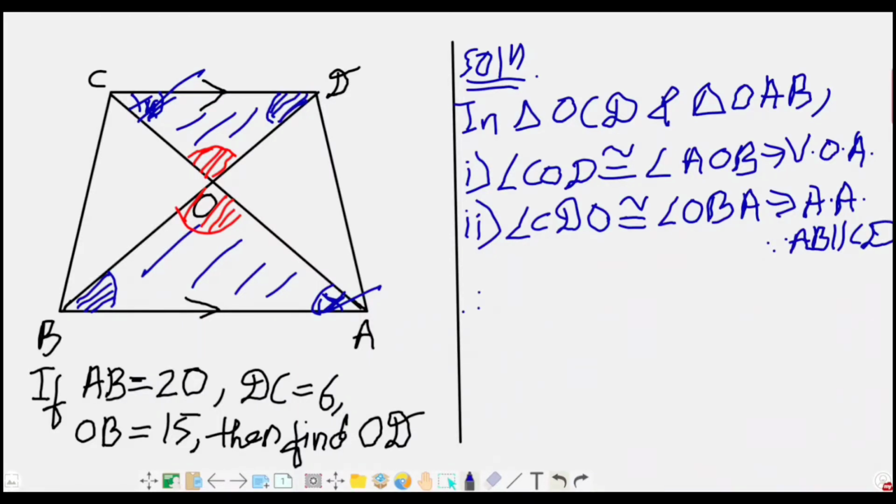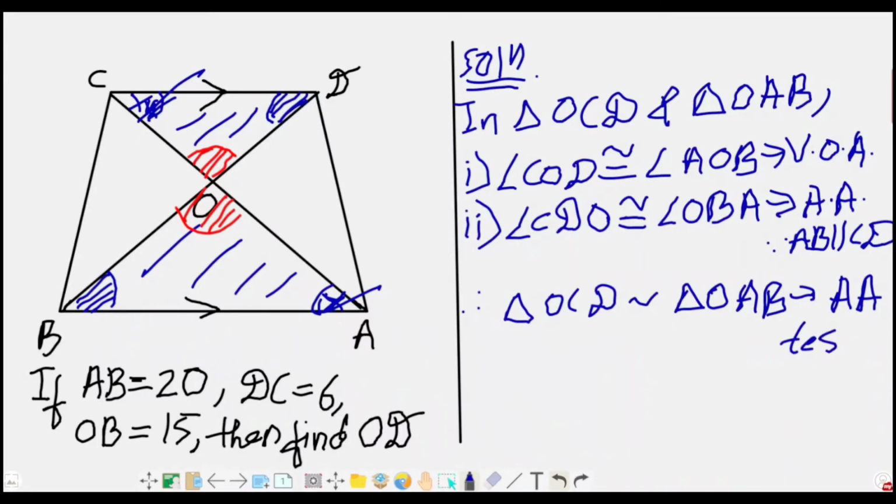So you can now say triangle OCD is similar to triangle OAB. Student, by which test are two angles proved? It will be similar by AA test of similarity. Now, once the triangles are similar, their corresponding sides will be in equal proportion.